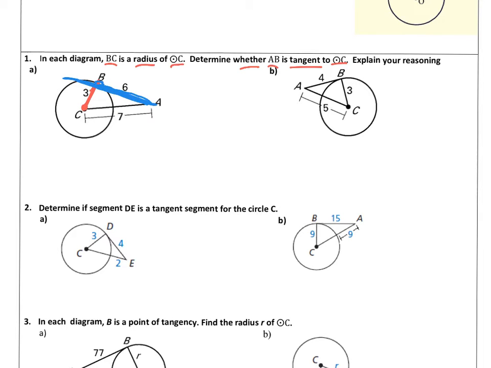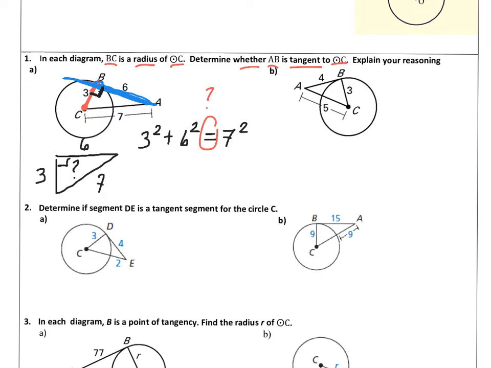Now, if AB is tangent, what has to be true is that this right here has to be a right angle. So what I'm looking at then is a right triangle where this leg is 3, this leg is 6, and this leg is 7. Now the question is, is that actually a right triangle? If it is, I'm going to know that this leg squared plus this leg squared is going to equal the hypotenuse squared.